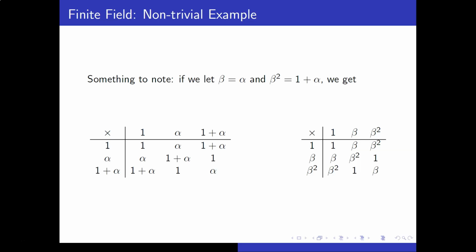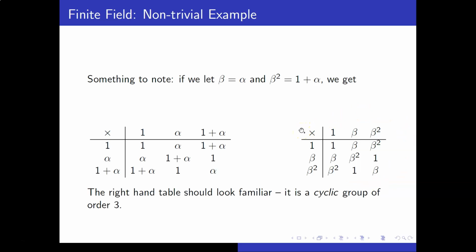So what we're going to do now is blur the line a little bit. I know we were insisting that when we took alpha and squared it, we got 1 plus alpha, but I'm going to replace alpha by beta and 1 plus alpha, which would be the square, by beta squared in that multiplication table. So here's what I started with originally, and here's what I get with the substitution. Now, that right-hand table should be familiar to you. That is simply the multiplication table for a cyclic group of order 3 written multiplicatively.